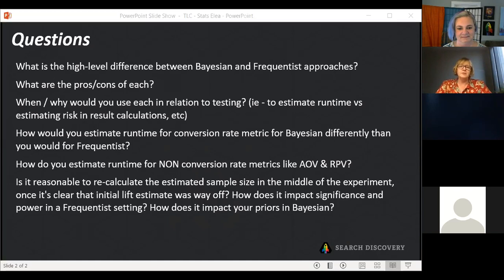Is it reasonable to recalculate the estimated sample size in the middle of the experiment? Well, kind of not really, or you should throw away that data. So you get 100 samples and you realize your conversion rate was way off. You can think of those 100 samples as a pretest, and you can use that pretest data to reset the sample size prospectively.